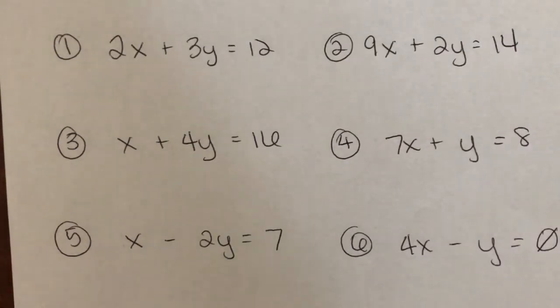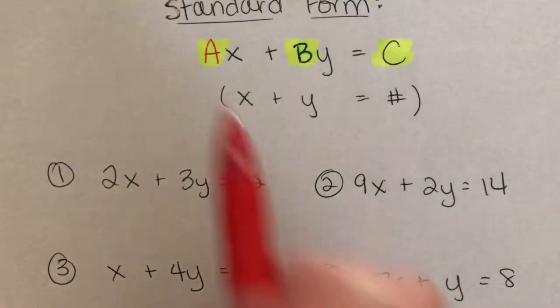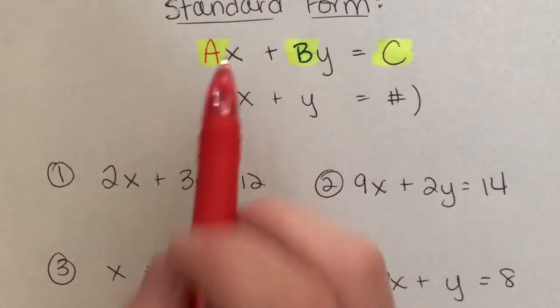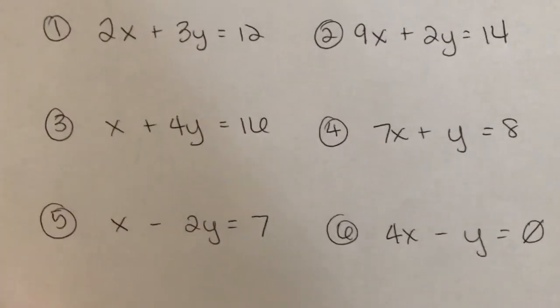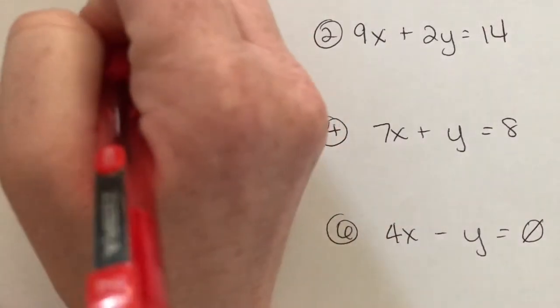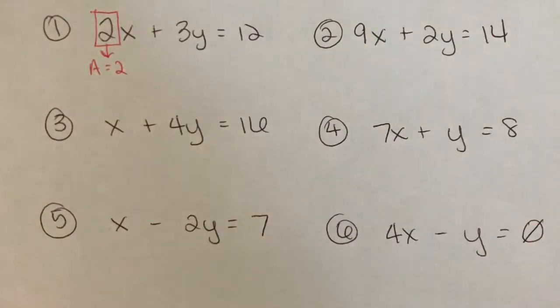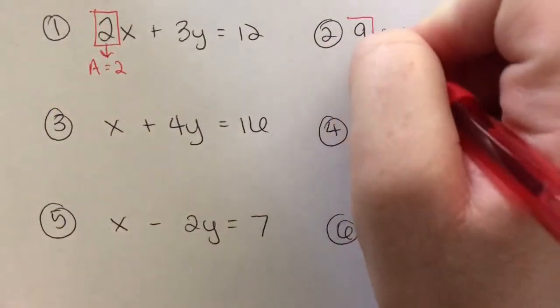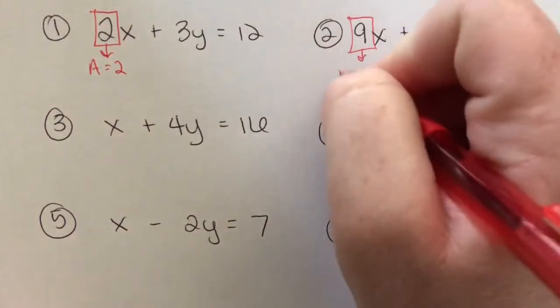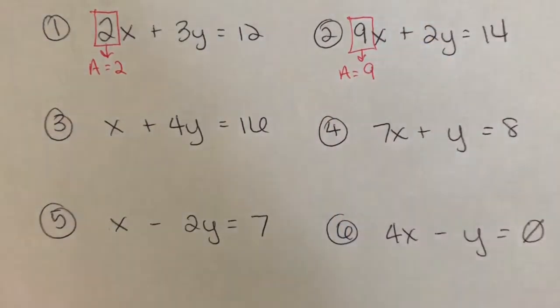Okay, so here I'm gonna put a little box around the a's in red, okay? So a is always the number in front of x. Here in all these equations, they're all in standard form. So a would be 2. A equals 2, right? In number 2, the number in front of x is 9. So a would equal 9, right?